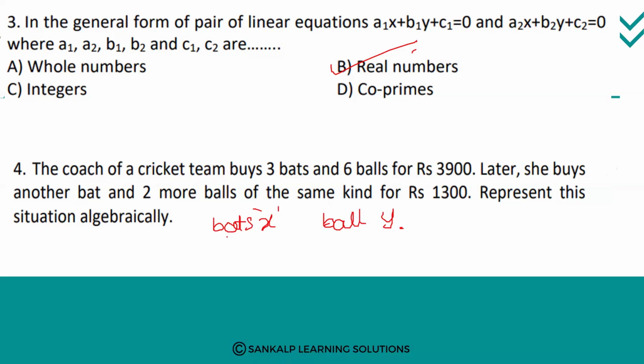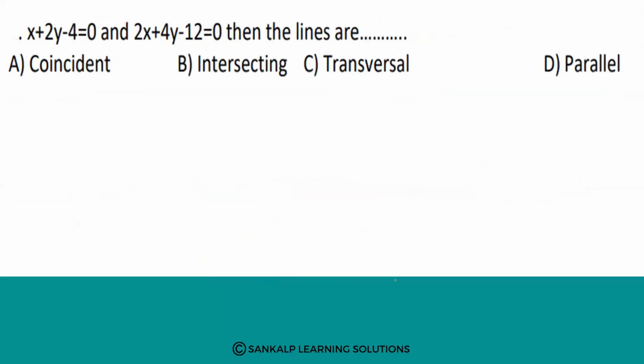So in the first situation, 3 bats plus 6 balls is equal to rupees 3,900. And in the second situation, she buys another bat, that is x, plus 2 more balls, that is 2y, is equal to 1,300. Okay, this is equation number 1 and this is equation number 2. Such type of questions will be asked for 1 mark.